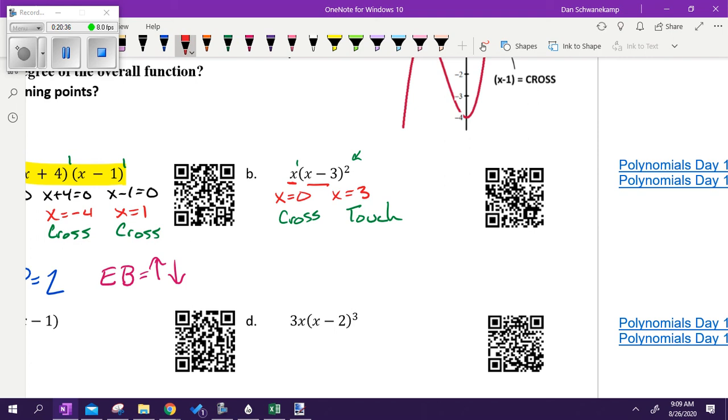End behavior. I'm sorry, we skipped one. Degree. And we're doing degree here. Sam, what do you think the degree is going to be? Degree is 3. He's counting them up. There's 1 there and there's 2 there because it happened twice, so that's 3. So my turning points, how many is the most amount of turning points I could have? 2. 1 less than that.